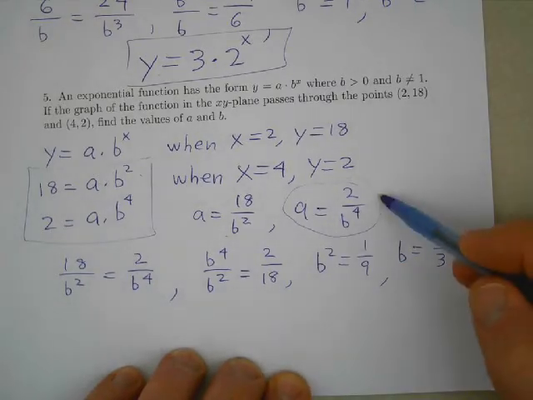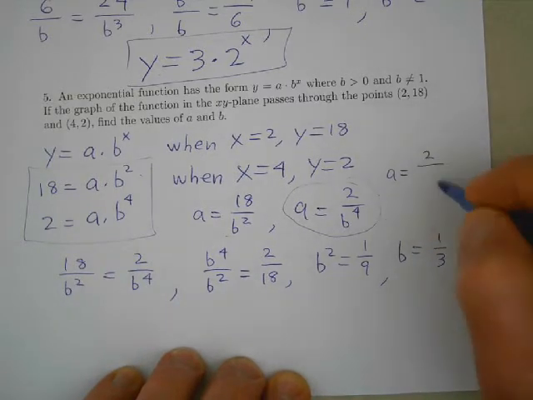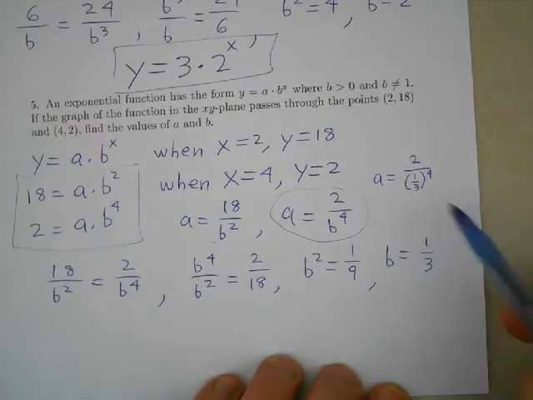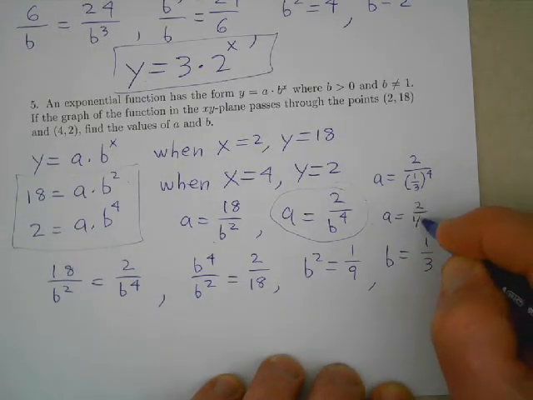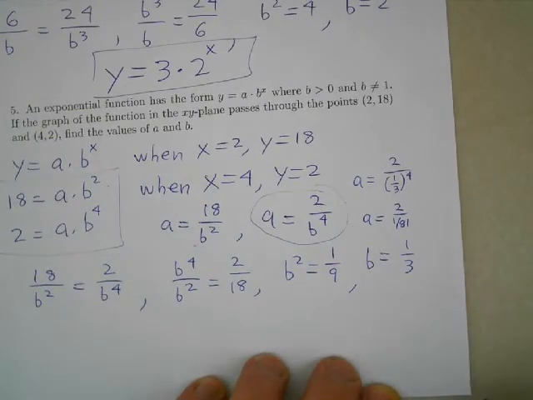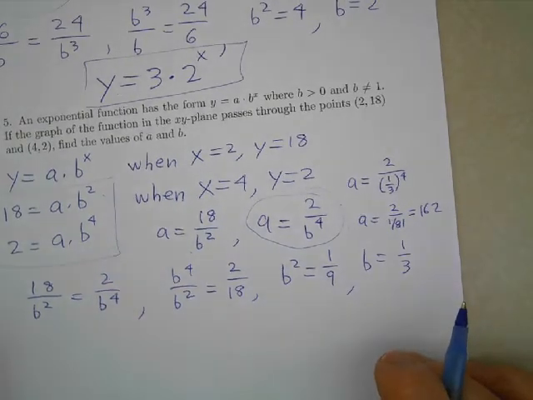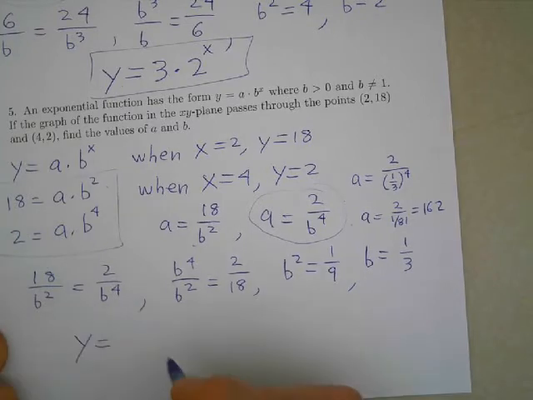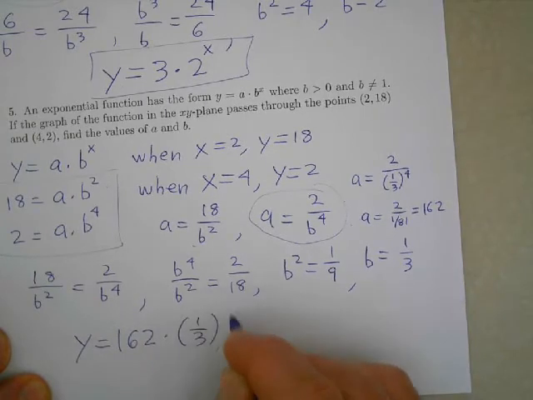So we'll take the easy way out. a is equal to 2 divided by (1/3) to the 4th. But (1/3) to the 4th is just 1 over 81. Okay, so a is equal to 2 over 1 divided by 81. And 2 divided by 1 over 81 is equal to 162. Okay, so our function then is y equals 162 times (1/3) to the x.